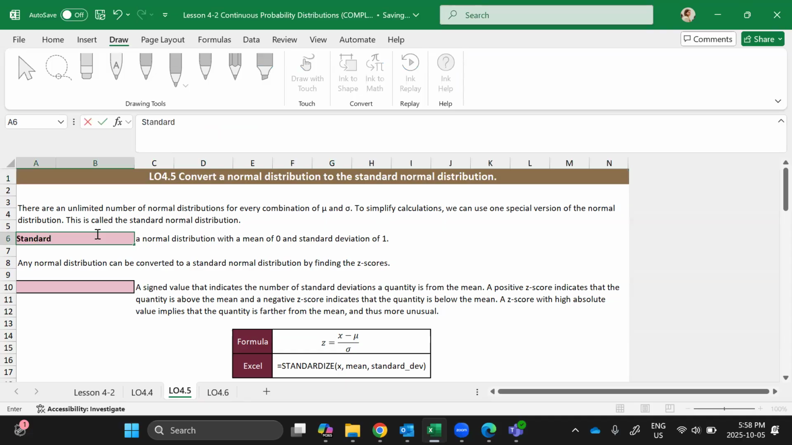The definition of the standard normal distribution is that it's a regular normal distribution. What I mean by that is it still has a bell-shaped curve, it's still symmetric, and it's still unimodal, but it has a mean of 0 and a standard deviation of 1.